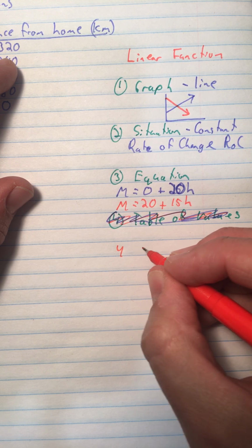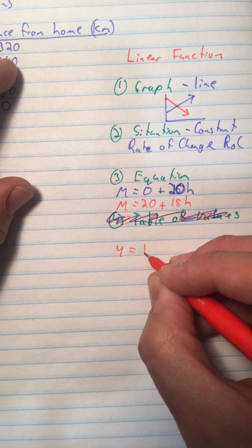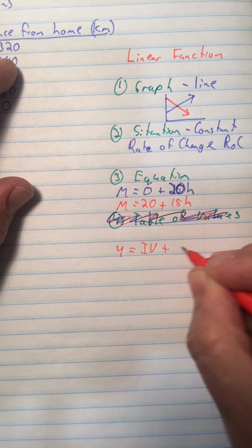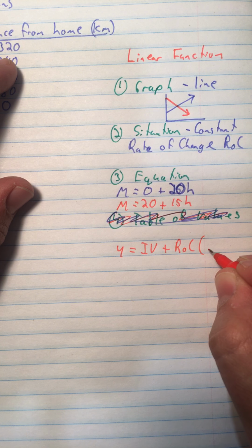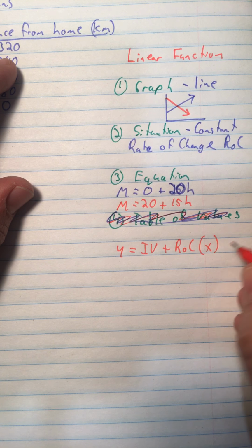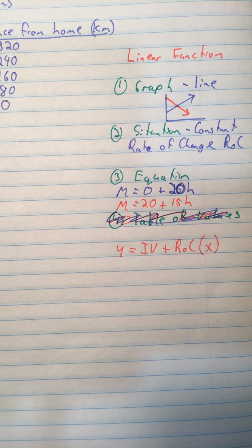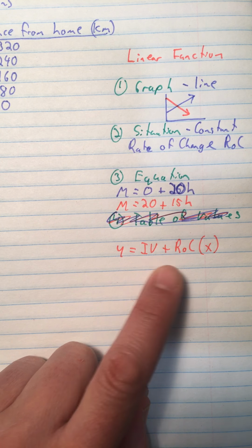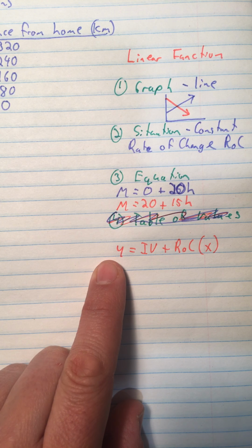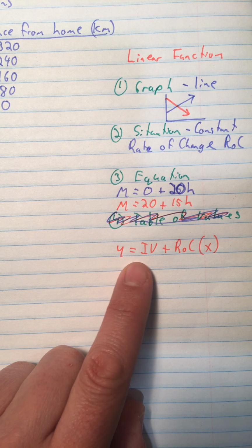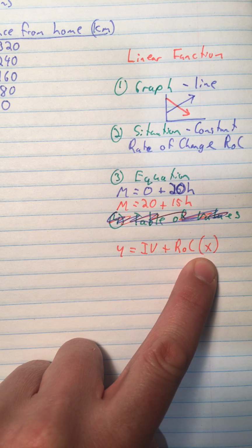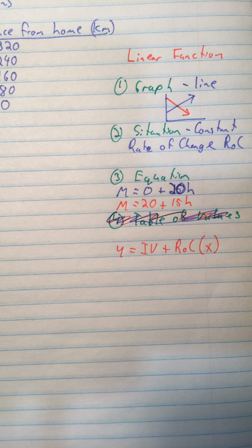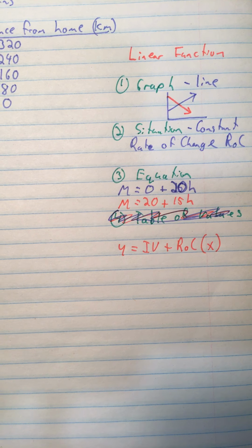call it y, is equal to your initial value plus your rate of change times your independent variable, and we'll call it x. That's the general thing. Initial value, rate of change. Dependent is equal to your initial value plus or minus your rate of change times x. Okay? And the table of values. Well, let's go into that.